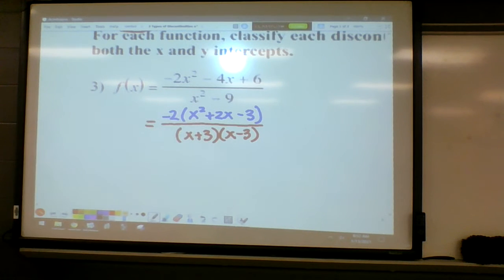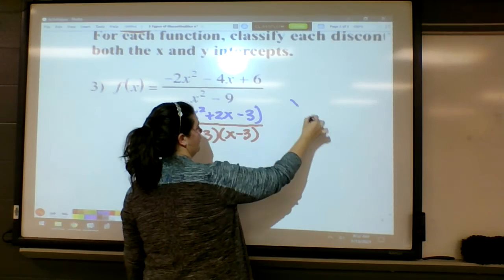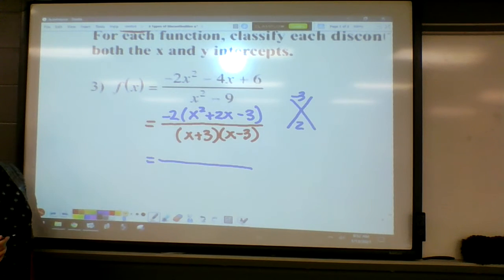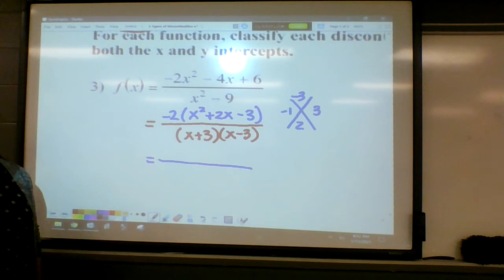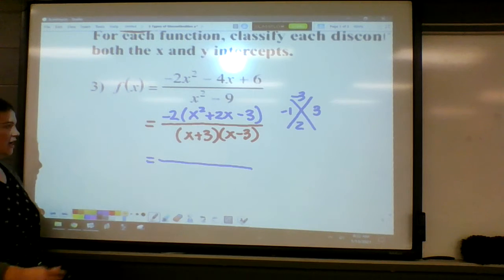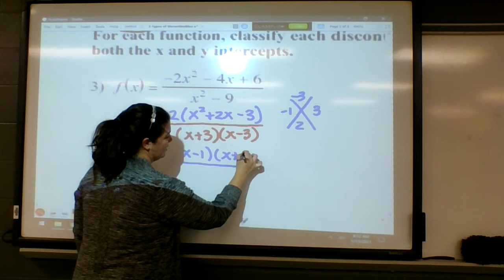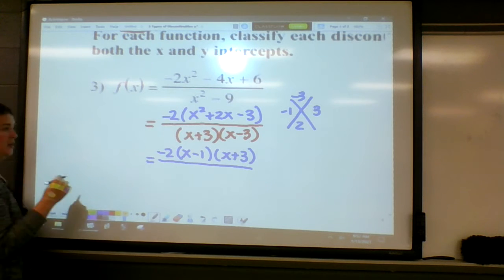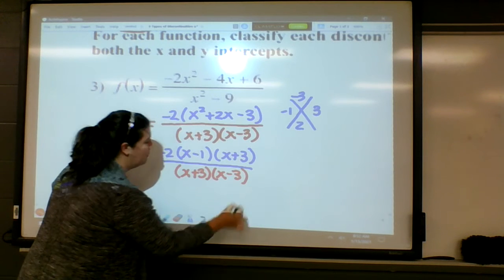Not completely done factoring in the numerator, right? So I'm going to make another fraction. Let's keep going in the numerator. We're looking for two numbers that multiply to be -3 and add up to be +2. Yes? -1 and 3? Do you all agree with Shannon? -1, 3? All right, so then the numerator would be x minus 1, x plus 3. Don't forget the -2 in the front. It is there, right? And then your denominator is x plus 3 and x minus 3.